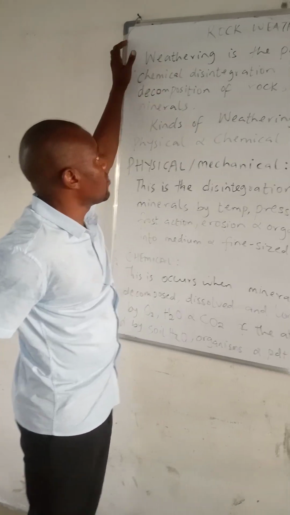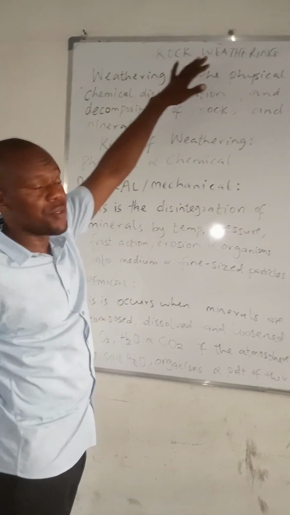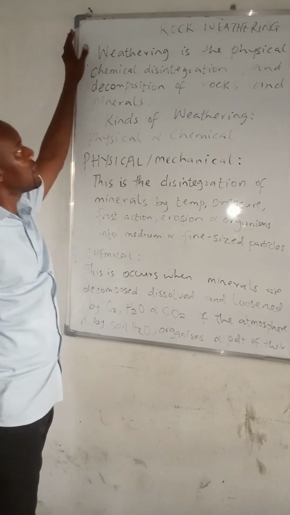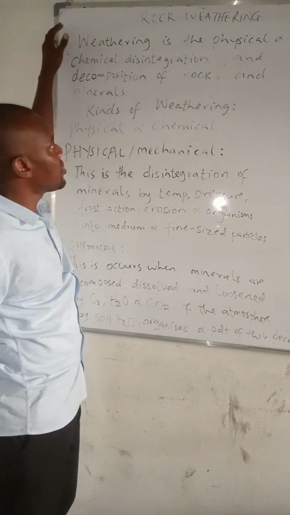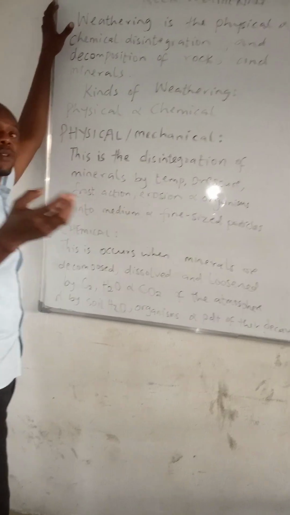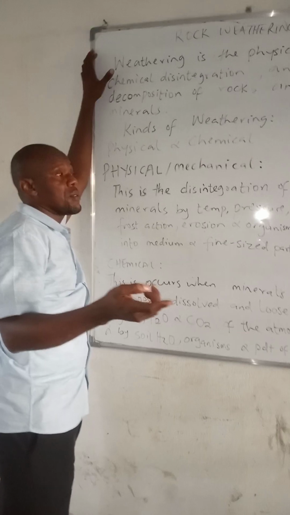In today's class, we'll be discussing rock weathering. What is weathering? Weathering is the physical and chemical disintegration and decomposition of rocks and minerals. We have two main kinds of weathering: physical weathering and chemical weathering.